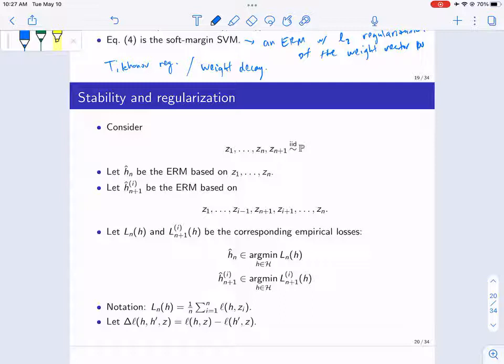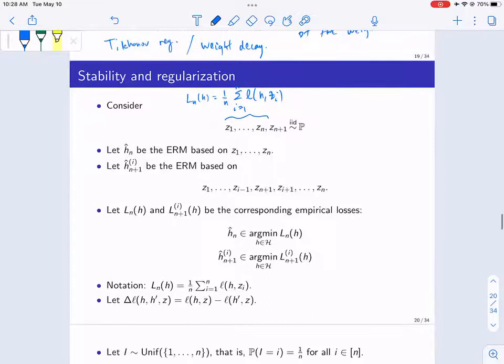Yeah, we'll see. For now, let's say they're constrained as usual. So h hat n is the ERM based on the L_n(h), the loss based on the first set of samples: L_n(h) = 1 over n, summation i from 1 to n, L(h, z_i).